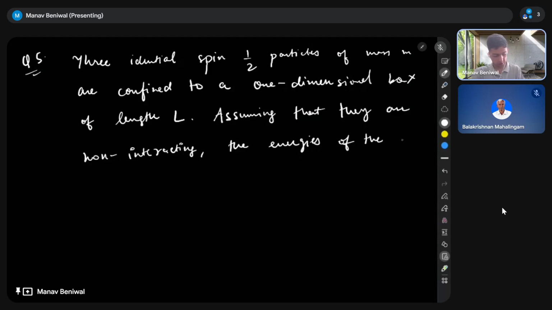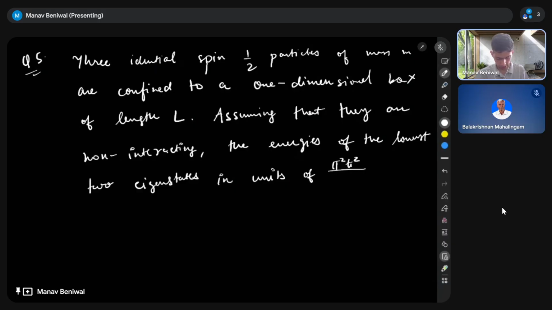the energies of the lowest two eigenstates in units of pi squared h cut squared over 2ml squared are 3 and 6, 6 and 9, 6 and 11, 3 and 9.